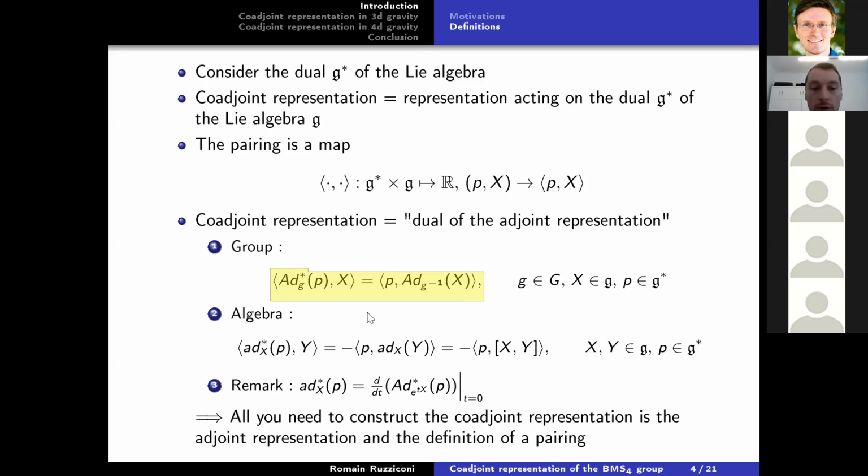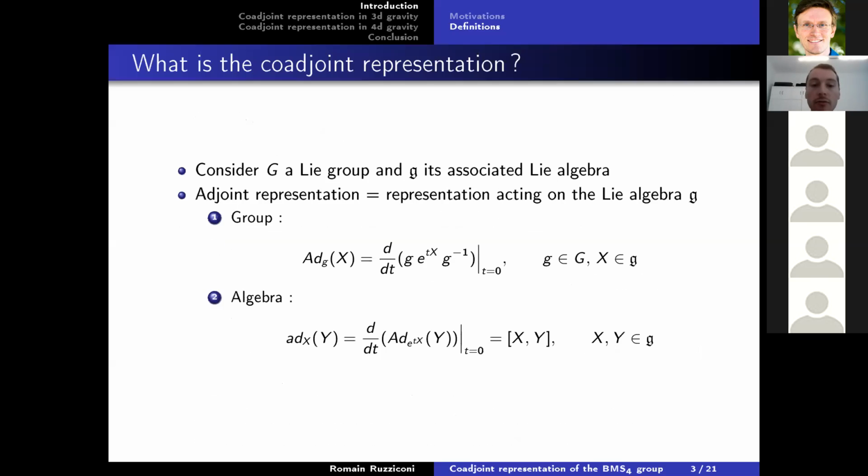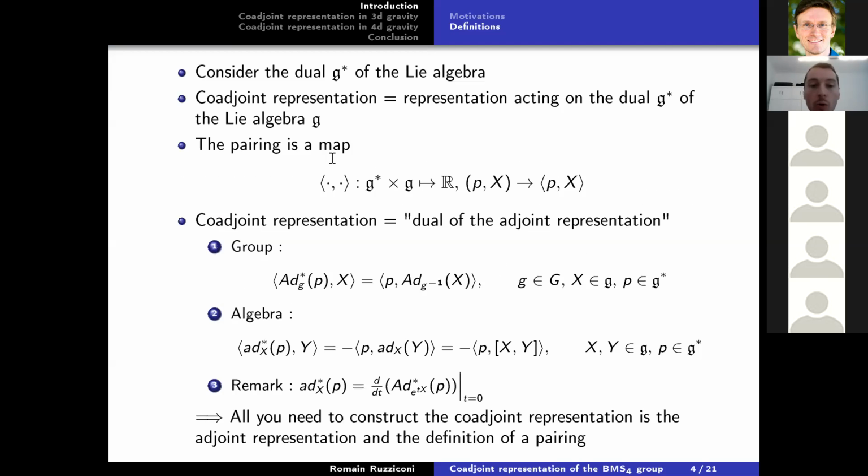And similarly, you can define the coadjoint representation of the algebra as the dual of the adjoint representation of the algebra through this pairing map. So you see that all what you need to construct this coadjoint representation is first to know what the adjoint representation is, and also you need this pairing map. So we will see some precise examples of that later.